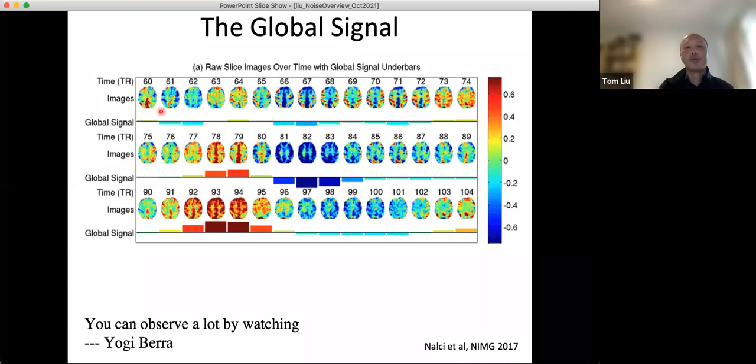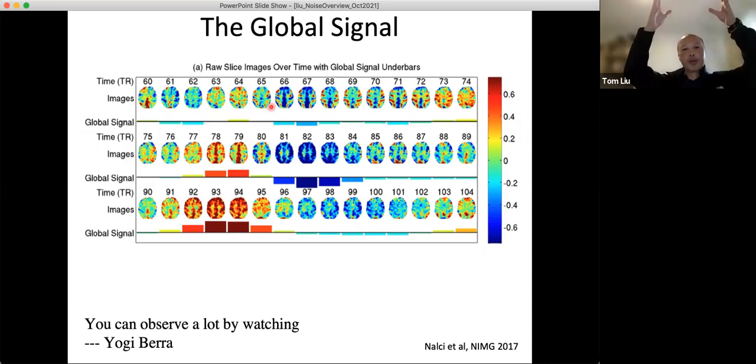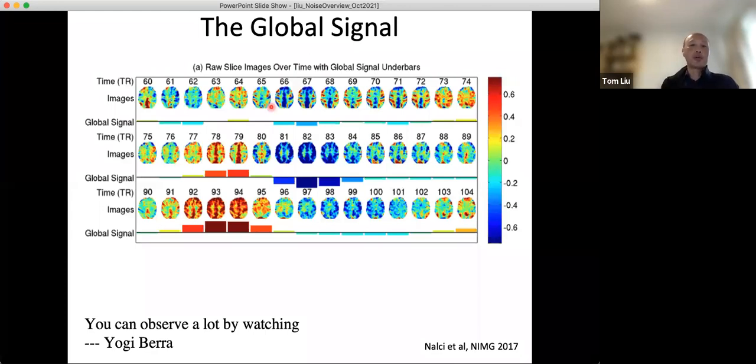The global signal is very simple. If you're not familiar with it, this is a cartoon that gets the idea across: you have these different images across time. These are just a single slice from a resting state scan. And you literally just take the average over the whole brain, or in this case maybe the whole slice. If you just look at the data, you'll see these periods where the whole brain becomes either very positive or very negative. These are global effects that you can see that don't require any statistics. You just look at the data, and in some runs they're incredibly strong, and in other runs they're not.